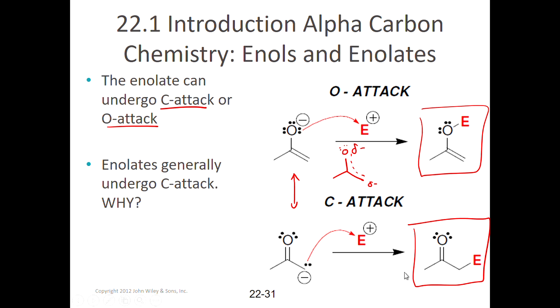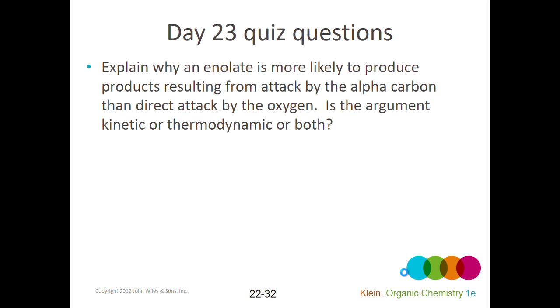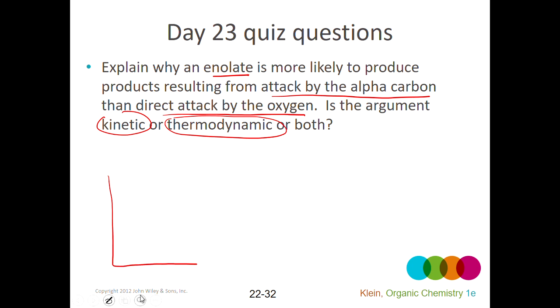So let's take a look at this reaction in more detail, and that's really what the quiz question for today was about. If you make an enolate, is it more likely to produce products resulting from attack by the carbon or attack by the oxygen? And we want to look at both the kinetics and thermodynamics of that question. So, if we're looking at kinetics and thermodynamics, we're interested in the energies, and we want to think about the energies of what's happening.